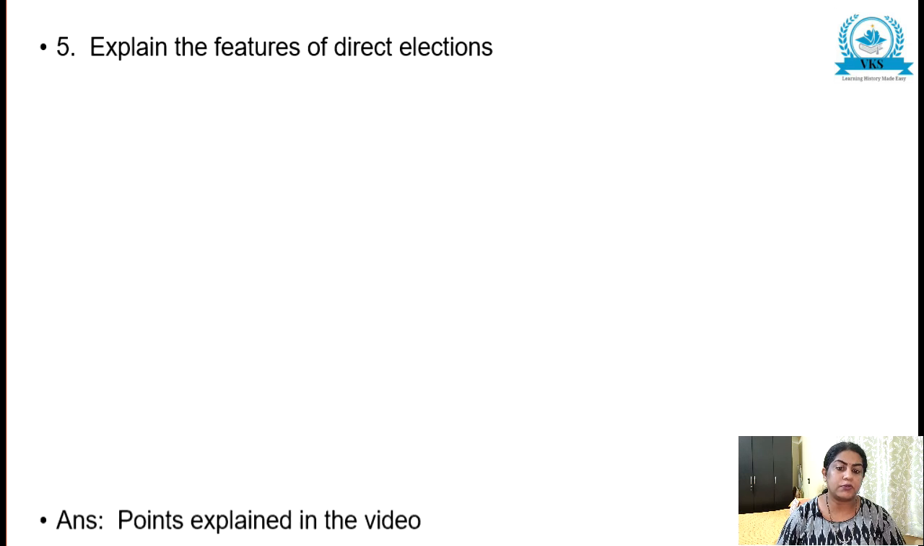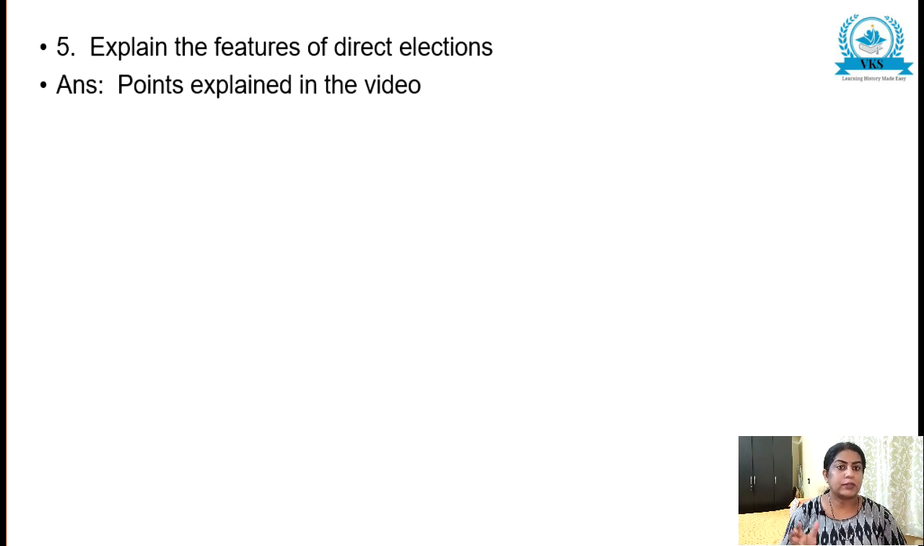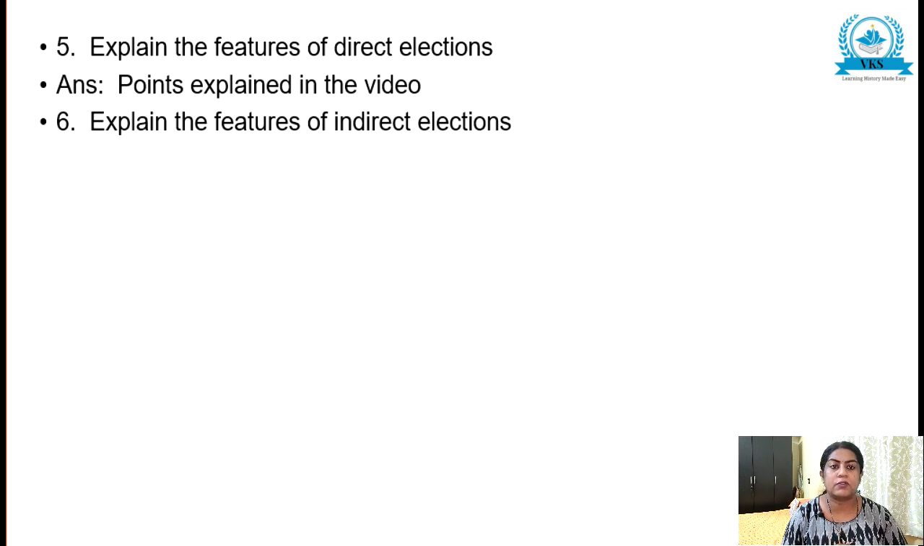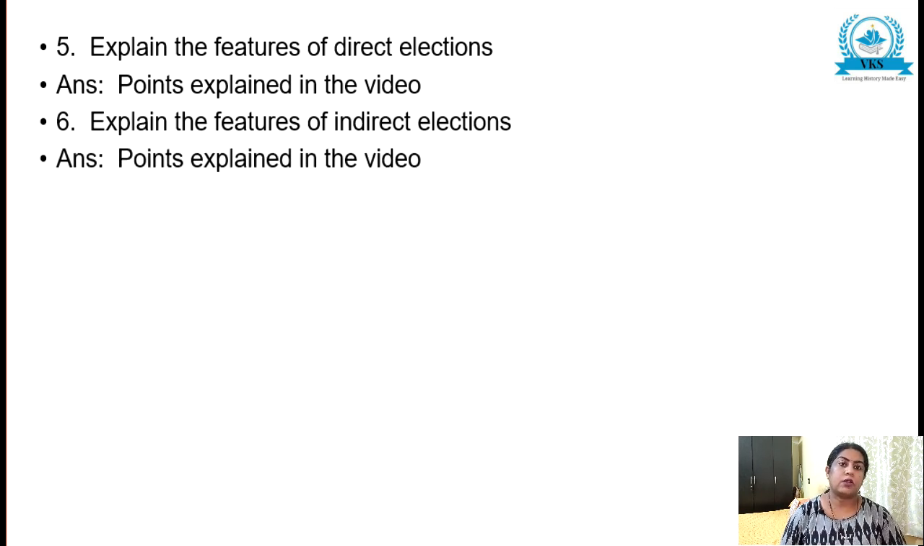Explain the features of direct election. The points are explained under the topic features of direct election. Explain the features of indirect election. In the same way, I have explained all the points under the topic features of indirect election. So I hope you have understood all the points regarding direct election and indirect election very clearly.